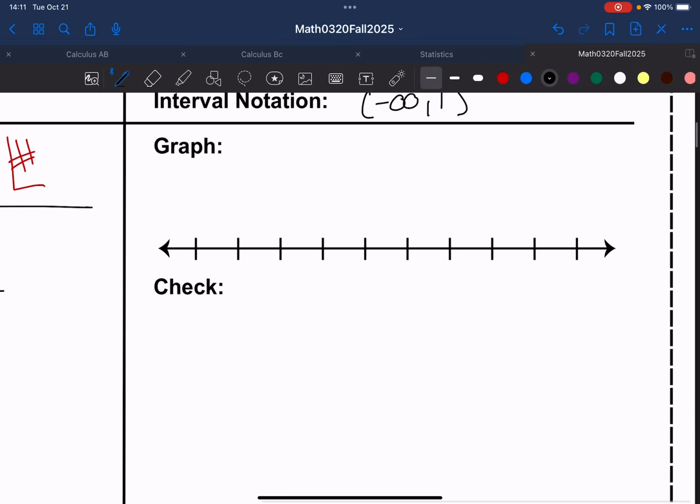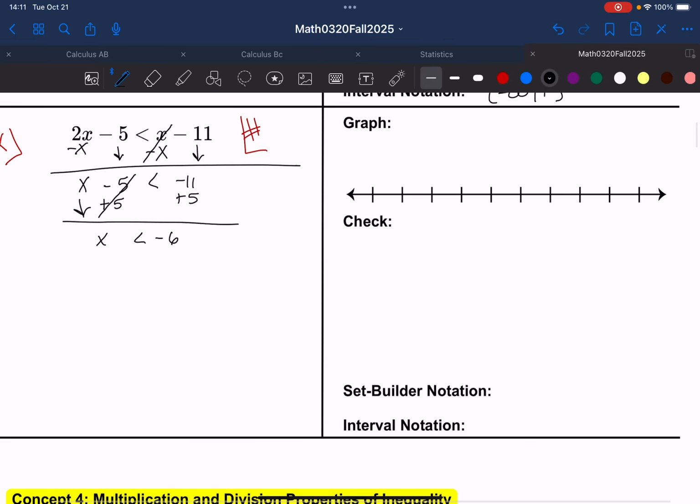So if x is less than negative 6, I have negative 6. I still have an open circle, and then I have all values to the left. Which means in order to check this, I need to choose x that is x less than negative 6. And that x could be negative 7. It could also be negative 10, negative 100, any value that satisfies that condition.